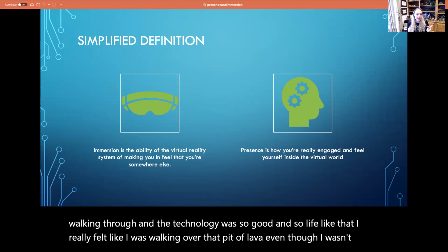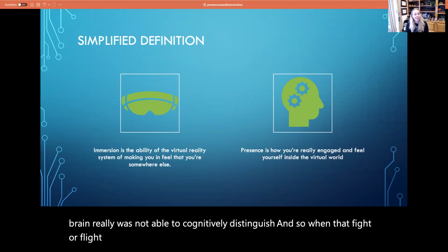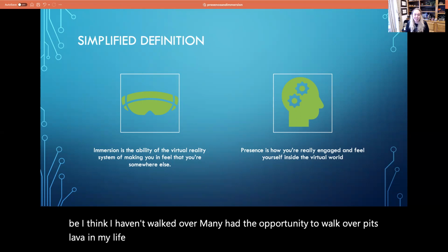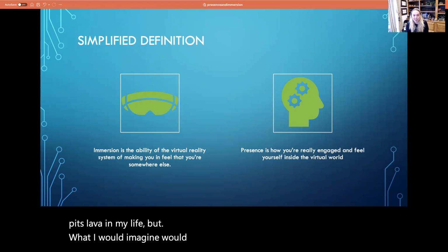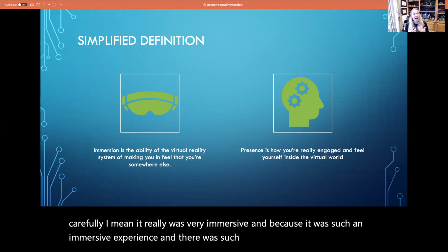My brain really was not able to cognitively distinguish. So when that fight or flight response was triggered, my brain was responding the way it would. I haven't had the opportunity to walk over pits of lava in my life, but what I would imagine would be that same sort of tiptoeing over very carefully. It really was very immersive. And because it was such an immersive experience, with such a high level of immersion, I really felt present within the environment.